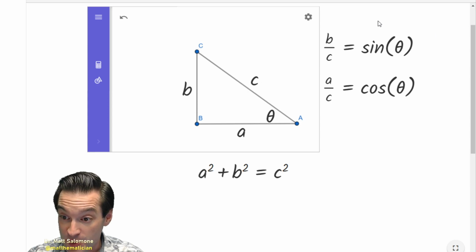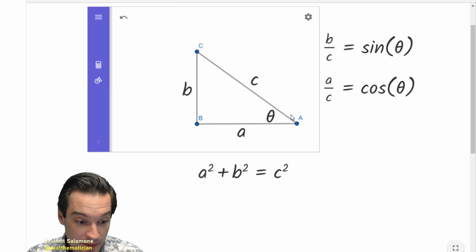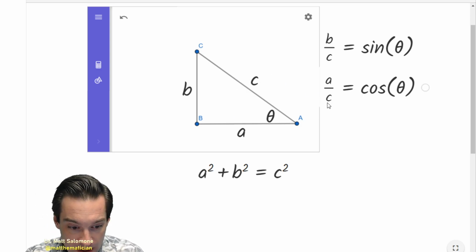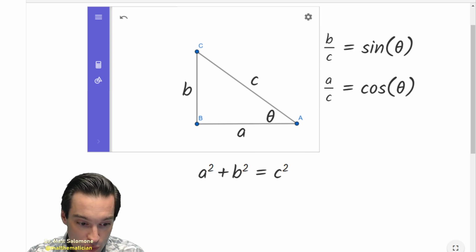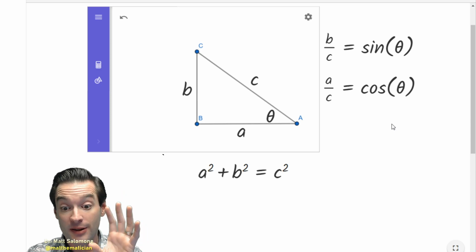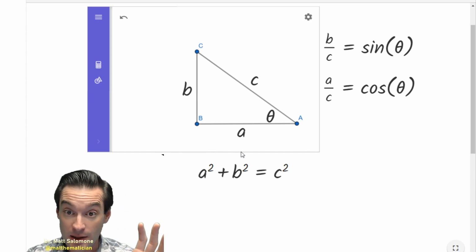So sine of theta is b over c. Similarly, cosine is the ratio of the adjacent side, a, to the hypotenuse, which is c. And so at the end of the day, we can take these two pieces of information, one of them coming from classical geometry, the Pythagorean theorem, relating the three lengths of sides together.